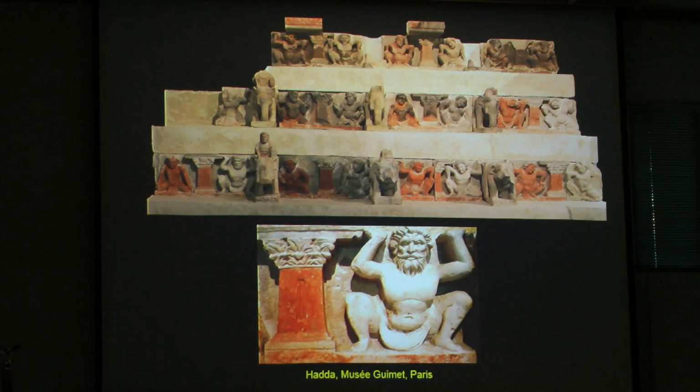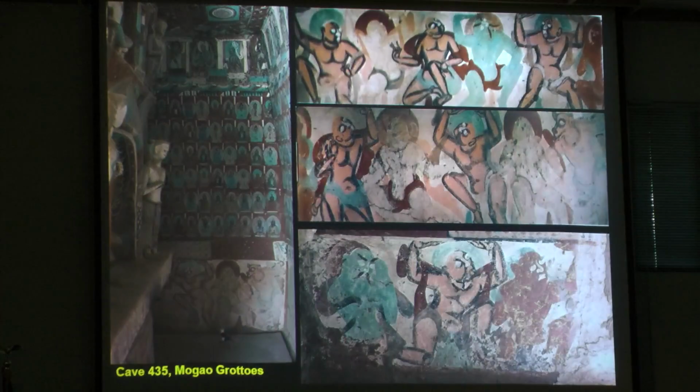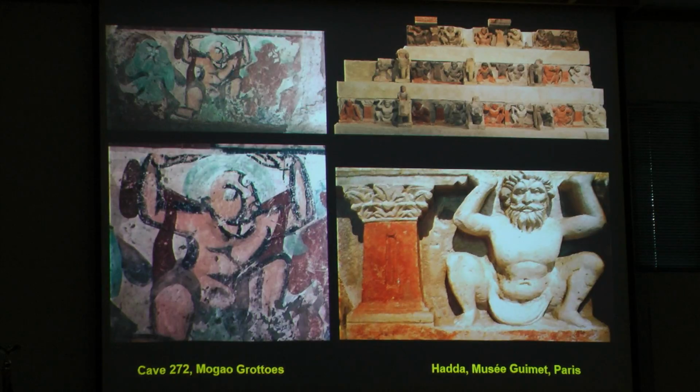The cave number 272, dated between 410-440, as confirmed by the radiocarbon analysis, is considered one of the earliest grottos of the Dunhuang Mogao complex. And it has Atlantes type of figures holding the architectural structures or sitting beneath them. They remind us of the Hadda frieze eloquently.